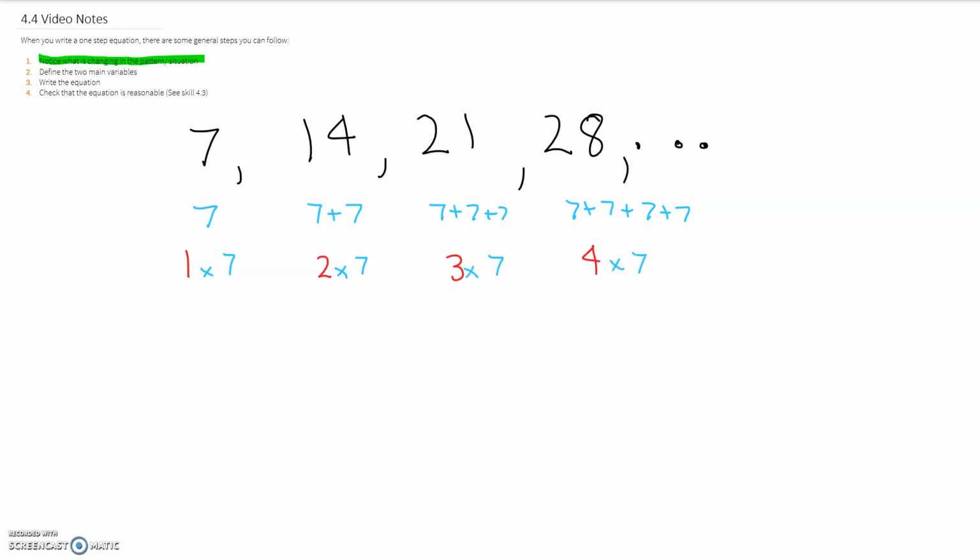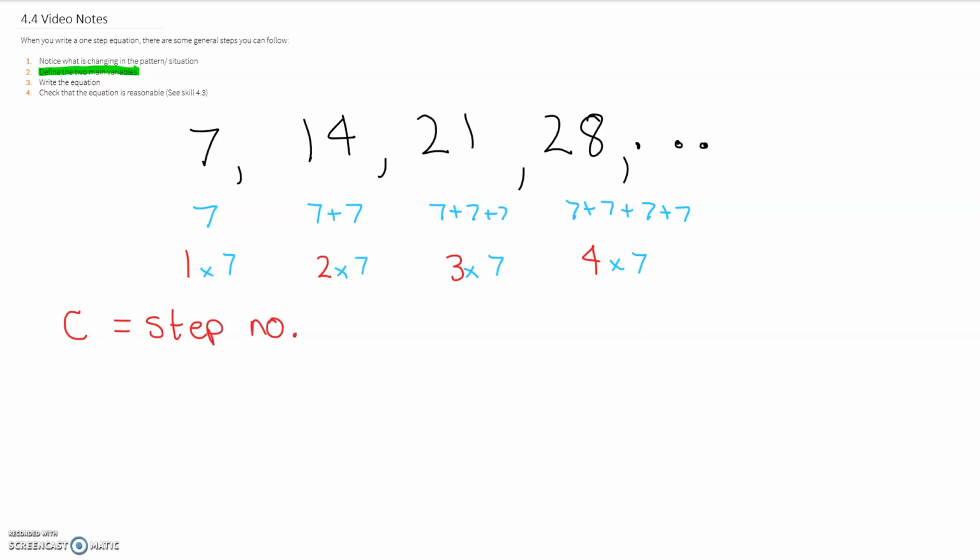And again, we notice that one part's staying the same, which is the timesing by 7, and one part is changing. So that part that's changing is one of our variables. So let's call this C. And this number, 1, 2, 3, 4, this is the step number because this is the first step, this is the second step, third step, fourth step. So I'm going to call this the step number.